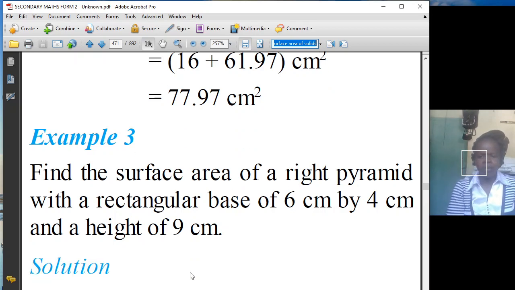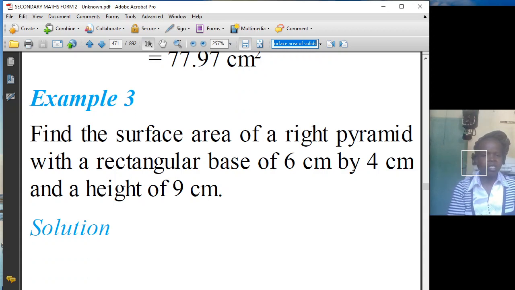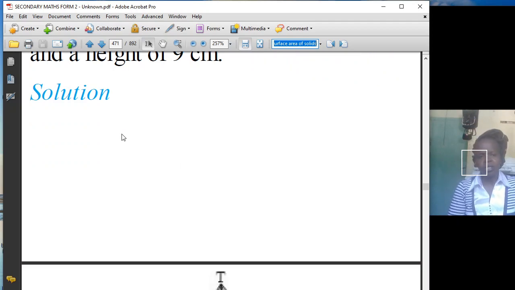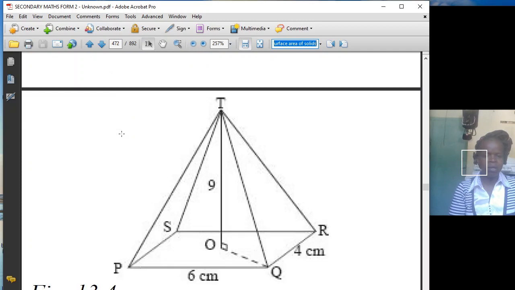What about a right pyramid with a rectangular base? It has a rectangular base of 6 by 4 and a height of 9 centimeters. 6 by 4, that is the base. So in this case, we have the triangular faces, and it is the opposite triangular faces that are equal. The ones that are opposite to each other are equal. There are 2 with a base of 6, and 2 with a base of 4. So how will we do it? The height is 9 centimeters. That is the perpendicular height.